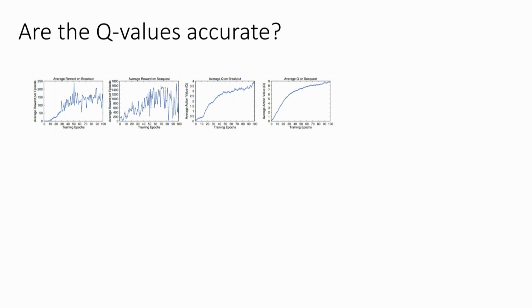The two plots on the right show the average action Q value, so the average Q value of the actions that you actually take. Those are also going up. That's good. You're doing better, and your Q function believes that you are doing better. That seems very reasonable.